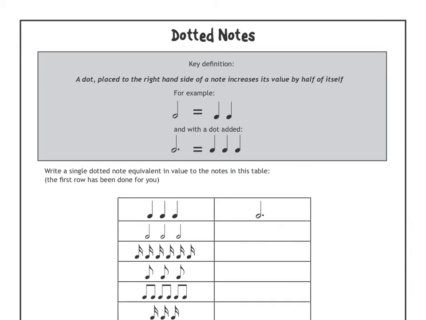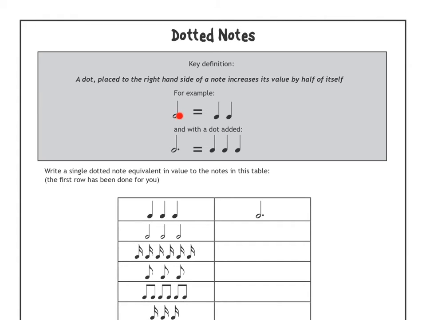Page 36, talking about dotted notes. Again, I'm sure this is review for basically all of you. The most important thing, of course, is the definition of a dotted note. A dot placed to the right-hand side of a note increases its value by half of itself. You add 50% of the value of the duration of the note.